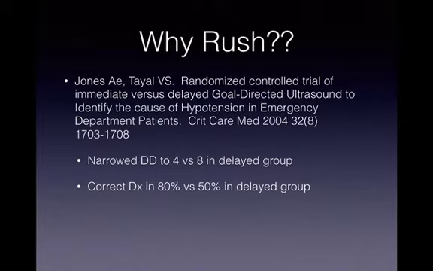Jones and Tayal did a randomized control trial of immediate versus delayed goal-directed ultrasound to identify the cause of hypotension in emergency department patients. What they found is that using the RUSH exam narrowed down the differential diagnosis to 4 versus 8 in the delayed ultrasound group. People were led to the correct diagnosis in 80% versus only 50% in the delayed ultrasound group.